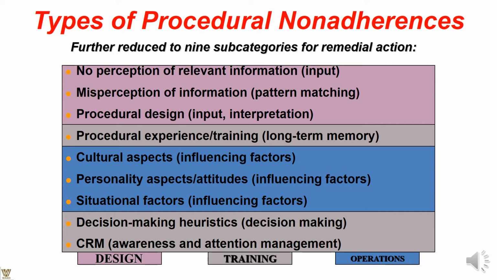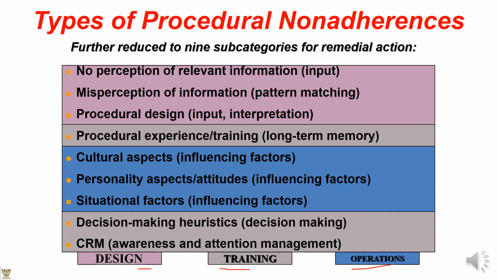So, types of procedural non-adherence: there are only three types. One is design, next is training, and the third is operation. No perception of the relevant information is the input point. You don't have an idea how the fuel has been injected, or there is a pattern mismatch in information. What has been displayed on the dashboard and what you understand, and how the aeroplane is actually working, might be completely different. There might be something wrong with the left side of the engine, and the plane might say the right side of the engine is doing mischief. No, that is what the dashboard says, and there is a pattern mismatch. Procedural design, input and interpretation.